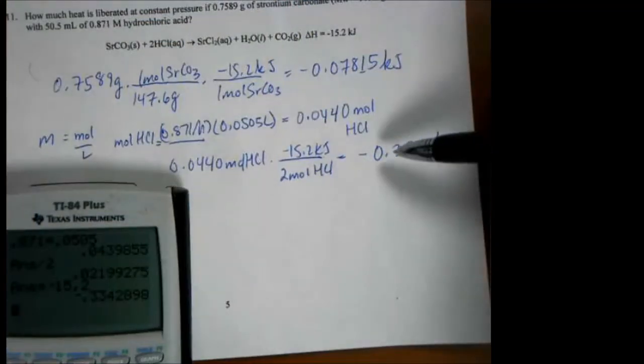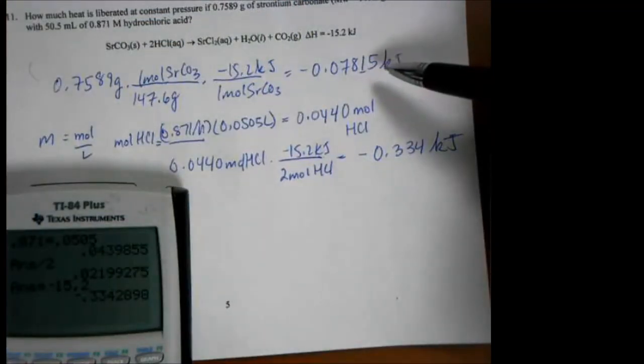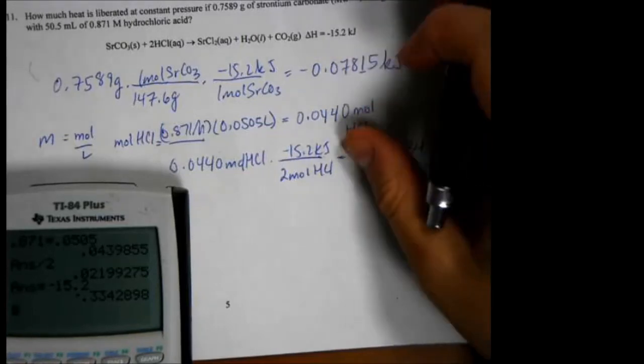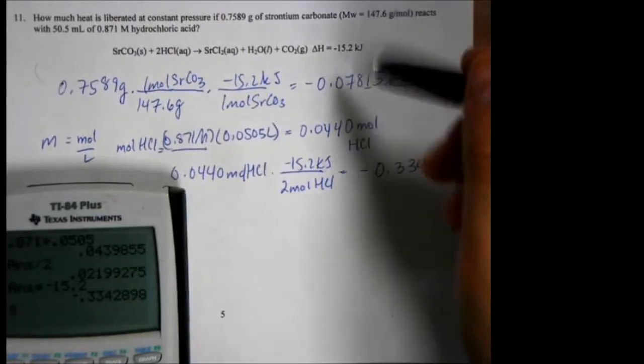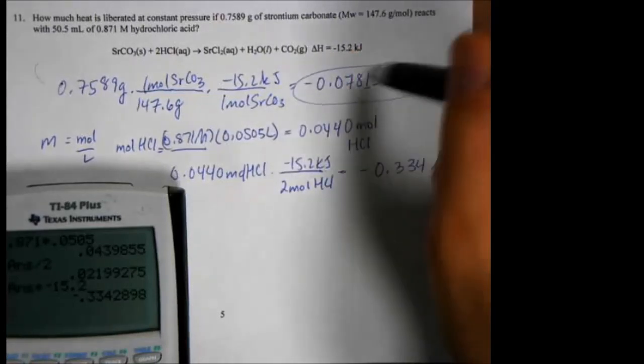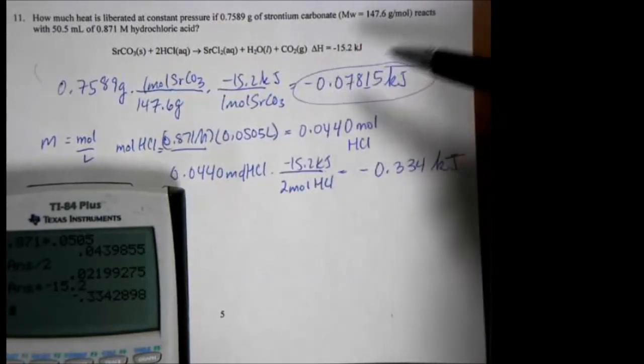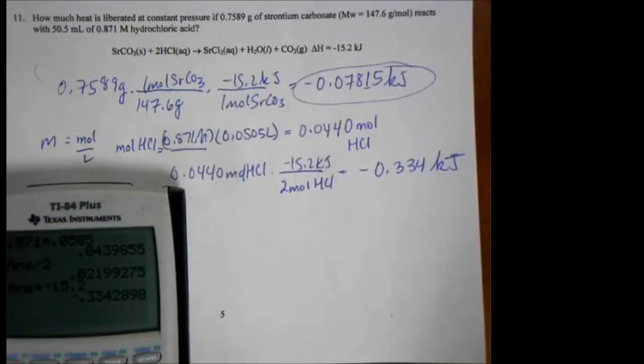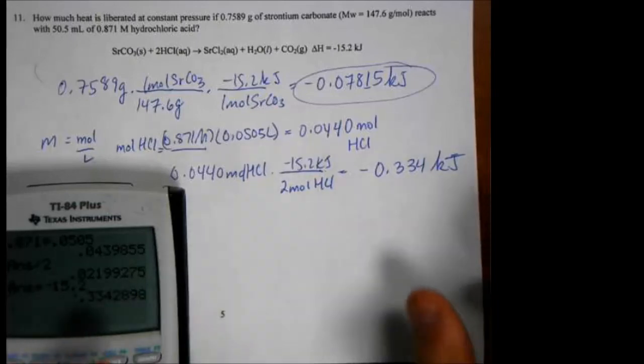So in any limiting reagent problem, the reagent that produces the least amount of product, or in this case the least amount of energy, is going to be the one that limits the reaction. So for this one, I get a final answer of negative 0.07815 kilojoules. So that's just a standard limiting reagent problem, incorporating things we already know in order to get the energy produced by a reaction.